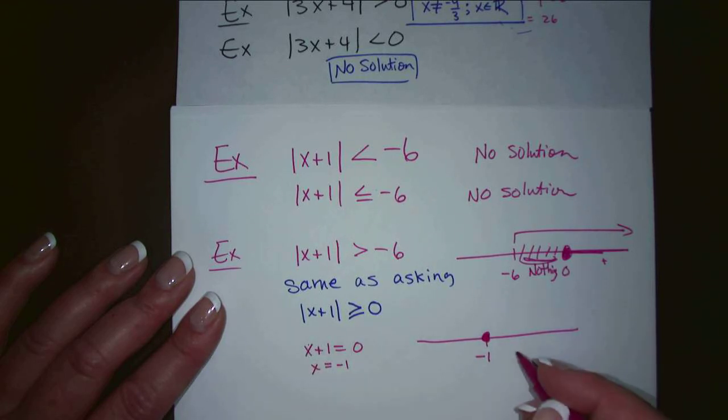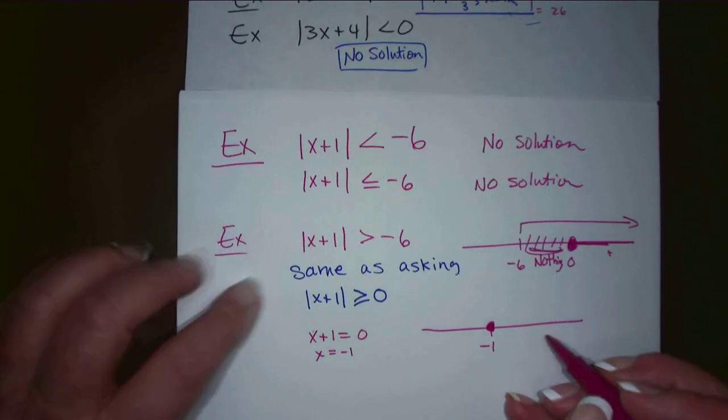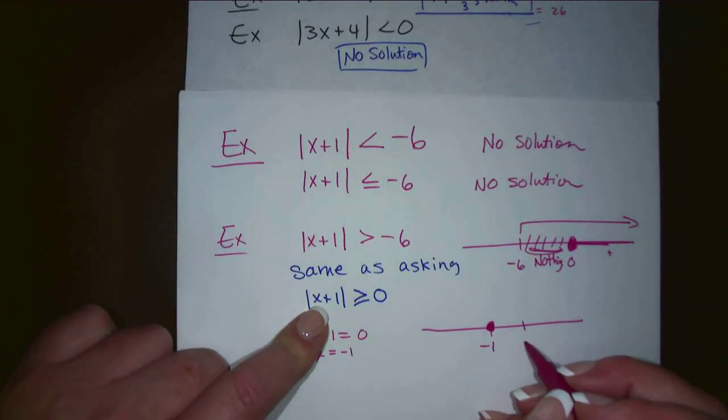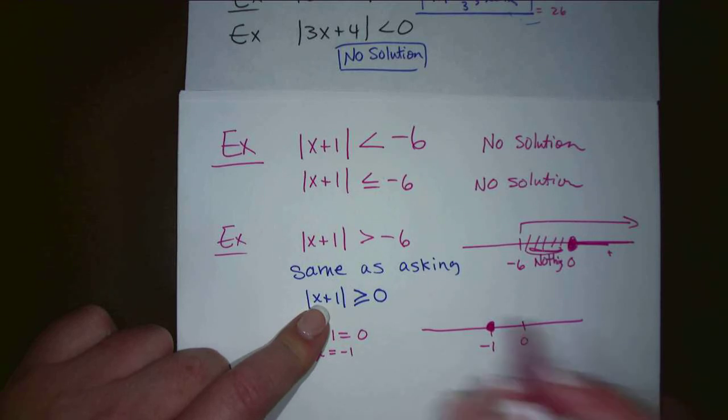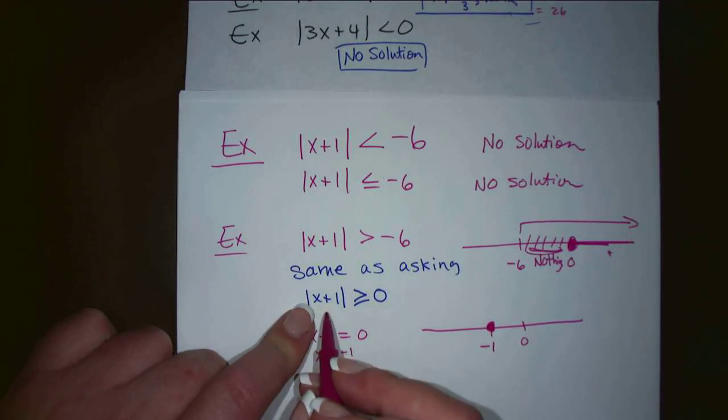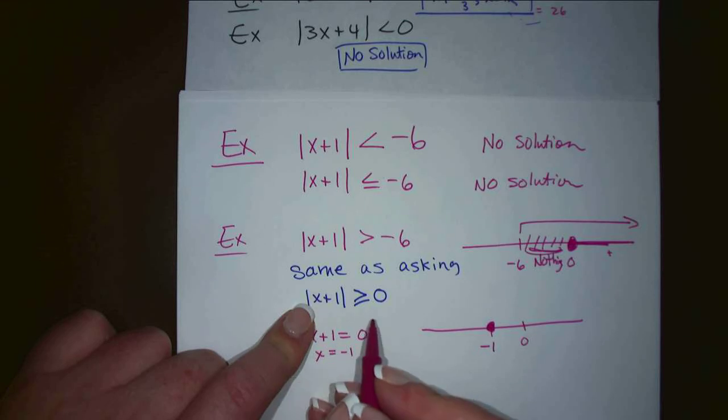If you were unsure of the side, you can always just test a number. What's a number bigger than negative 1? Say 0. If you plug 0 in, does it work? 0 plus 1 is 1. Is 1 bigger than 0? Yes.